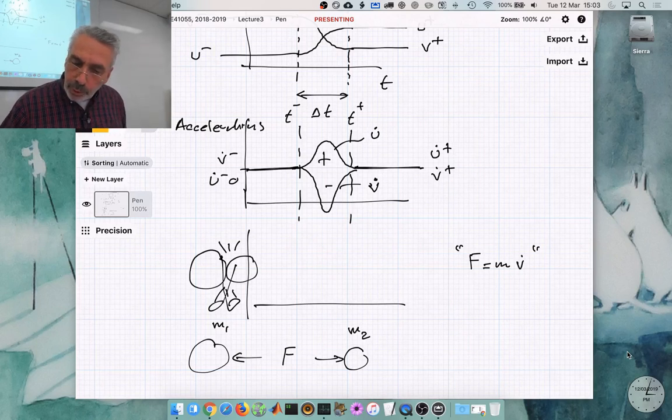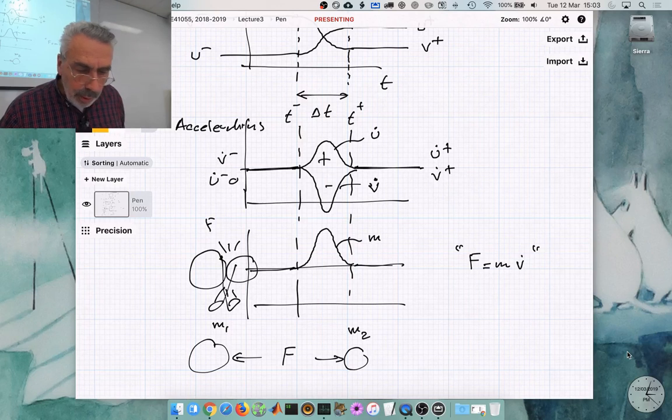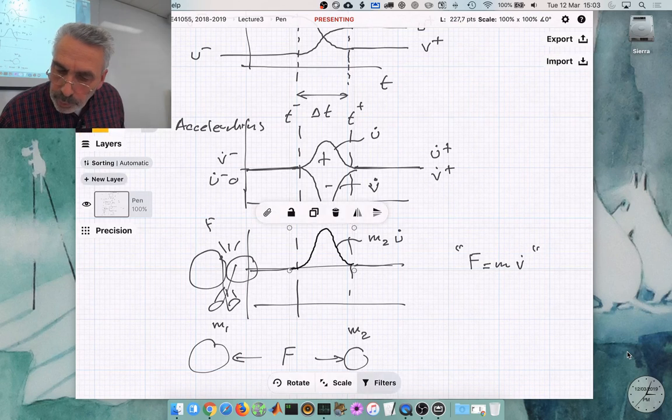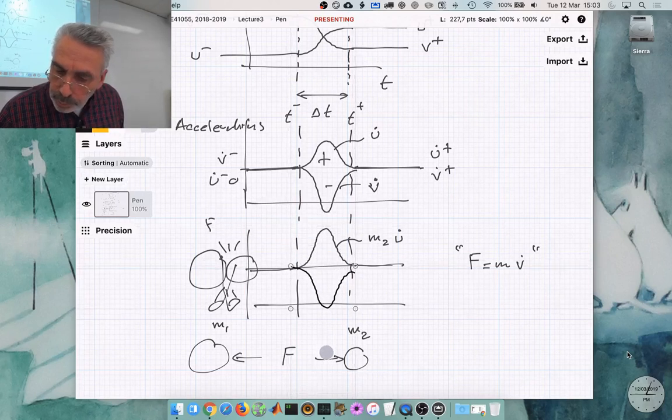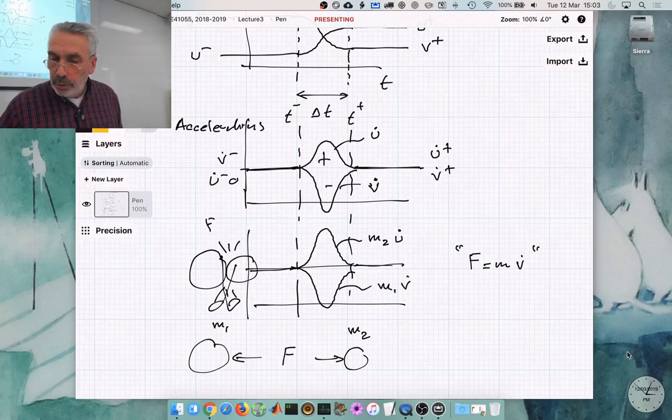And I'm going to draw the forces, so the force F. Well, there is no force for this period, and for this period there's another force. On the basis of U dot, I can draw a bell-shaped thing here, and this is then M2 times U dot. And it's exactly the same bell shape. If I copy it, I have exactly the same bell shape. And this guy is then M1 V dot. Because by definition, these guys are the force of interaction, right?